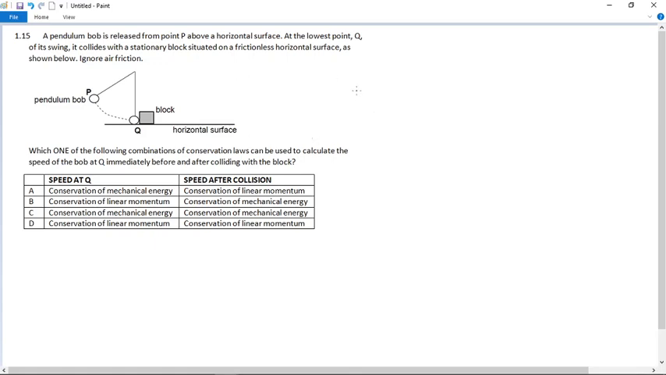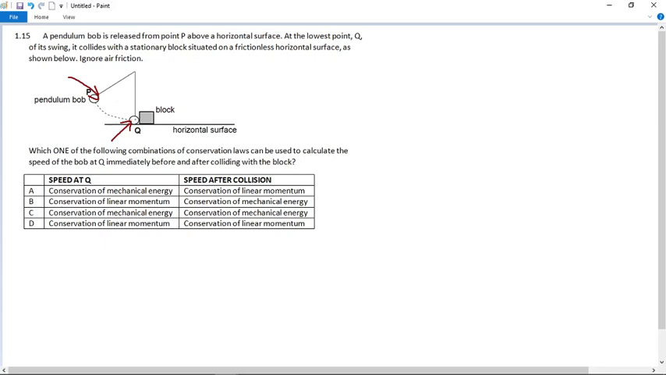A pendulum bob is released from point P above a horizontal surface. At the lowest point Q of its swing, it collides with a stationary block situated on a frictionless horizontal surface as shown below. Ignore air friction. Whenever we see a pendulum, we are usually using the law of conservation of mechanical energy. So we know that at this point the pendulum is full of potential energy, and at this point it's full of kinetic energy, and the energy is conserved.